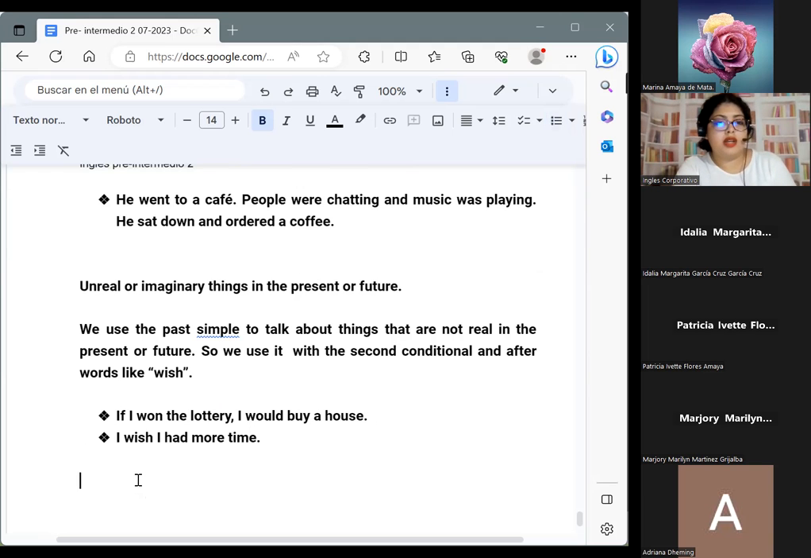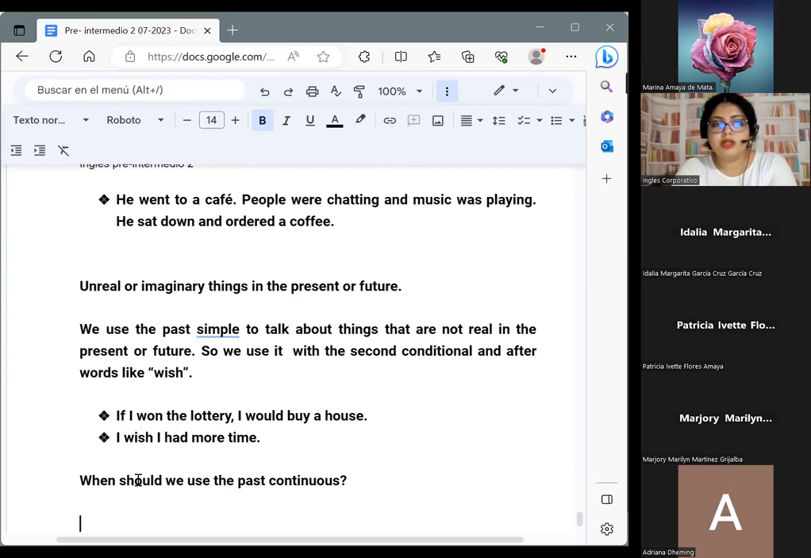So we had a question here. When should we use the past continuous? And in this case, we can also call this tense past progressive.